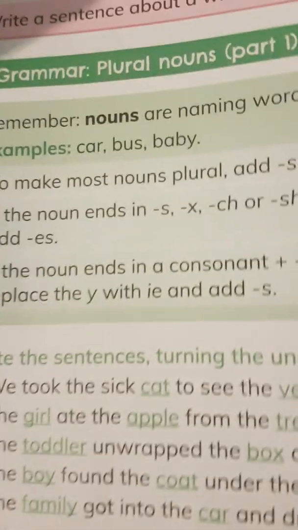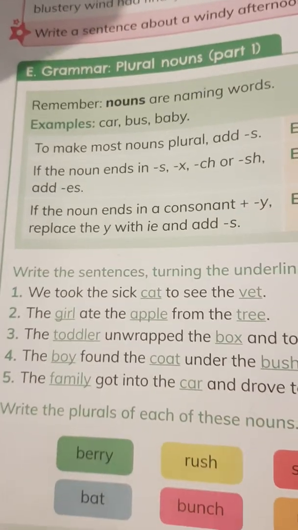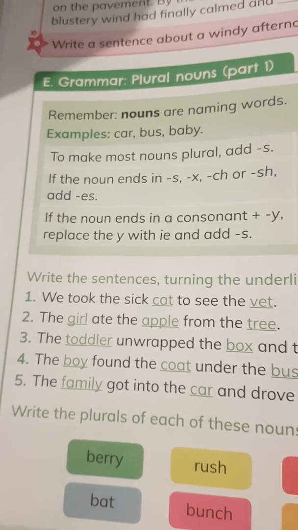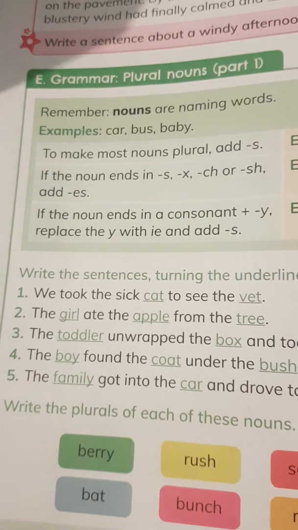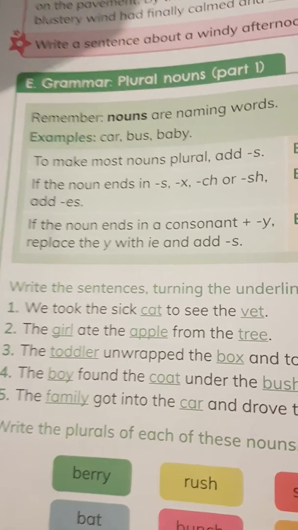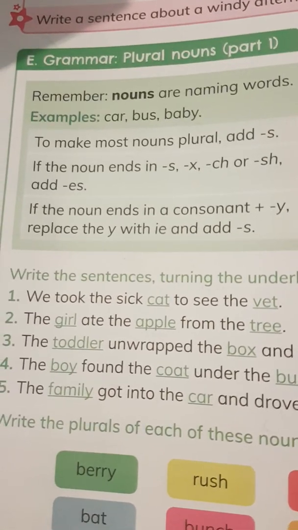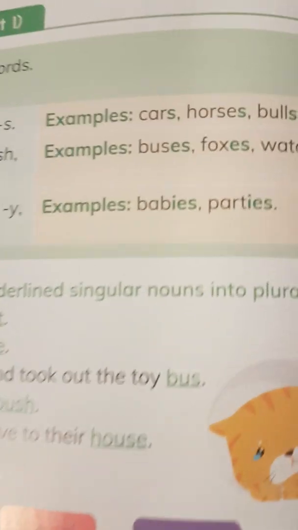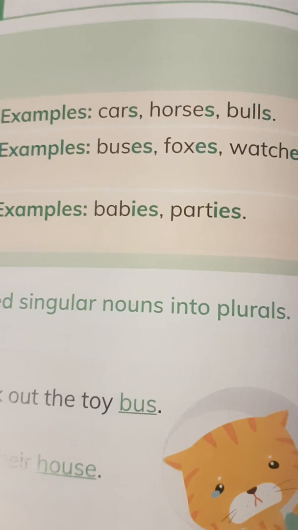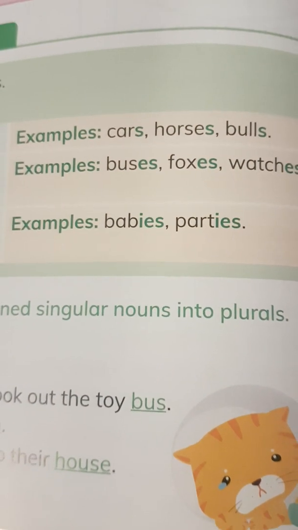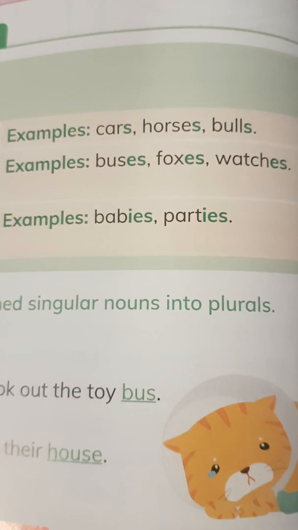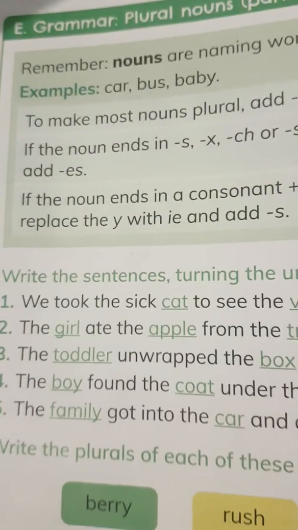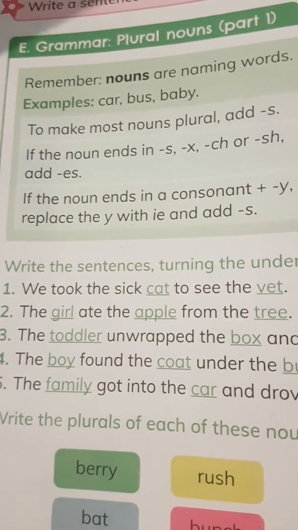As we know, nouns are naming words. So a car, a bus, a baby, anything that names something is a noun, as you already know. To make most nouns a plural, you just add your S. So most words, we just add an S and that makes it a plural. Examples there: a car would become cars, horse, horses, bull becomes bulls. So you just add your S. There are some exceptions to that, so let's have a look at those now.